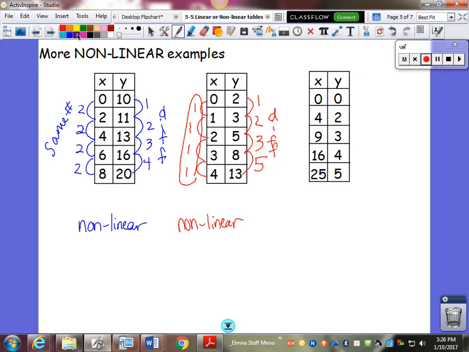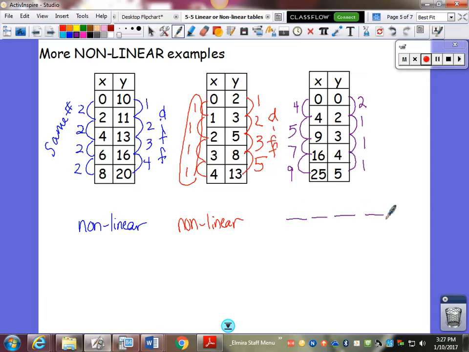And my last example. 0 to 4 is 4. 4 to 9 is 5. That doesn't look like a 5. 9 to 16 is 7, and 16 to 25 is 9. No real pattern to that. Okay, 0 to 2. 2 to 3 is 1. 3 to 4 is 1. 4 to 5 is 1. Okay, so none of these are the same number. Some of these are the same number, but not all.